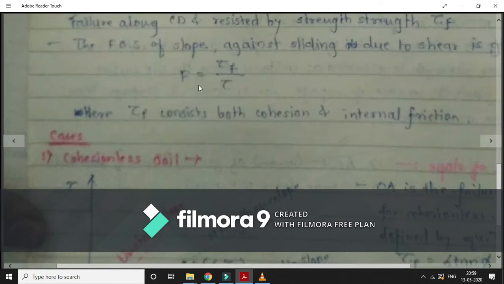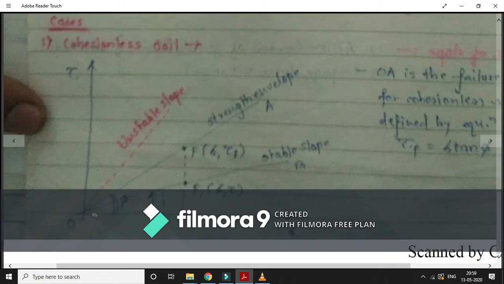So if I take this ratio, factor of safety is equal to tau f divided by tau, what will happen? This value will always be greater than 1. Correct? For a stable slope, factor of safety must be greater than 1. So for any value of this slope angle I, the factor of safety is greater than 1. So this is the stable slope.